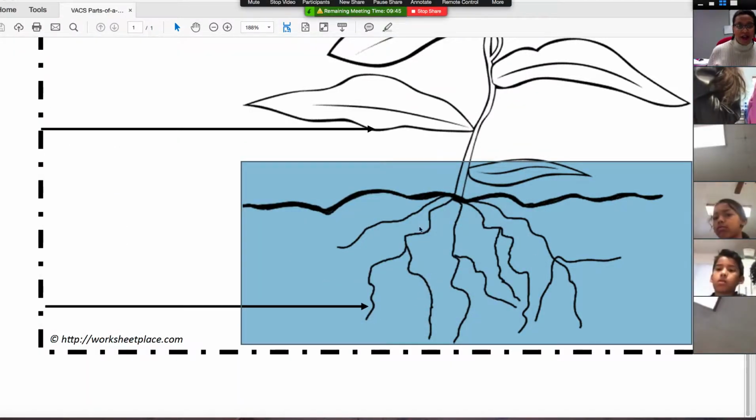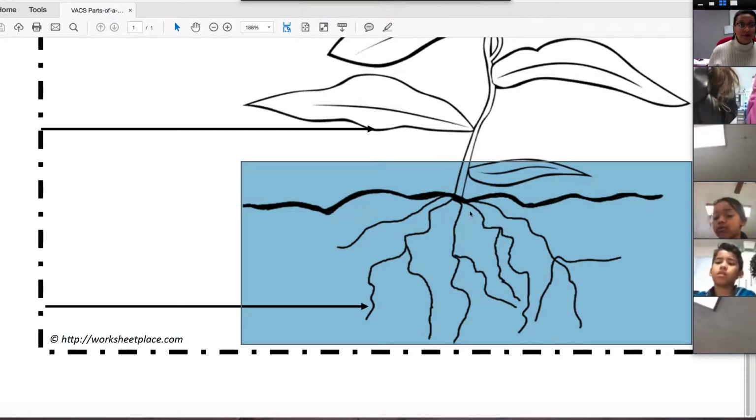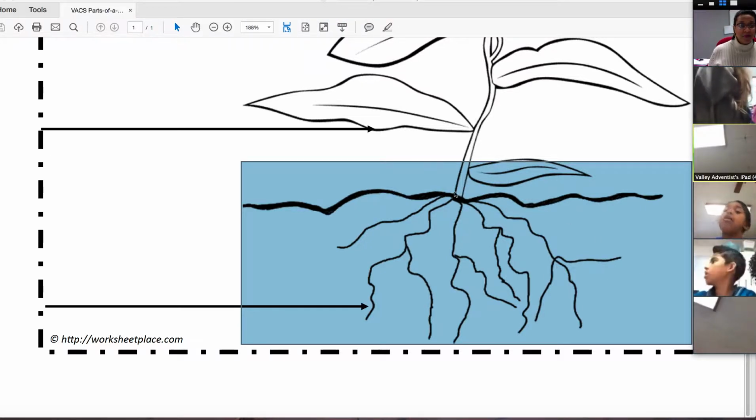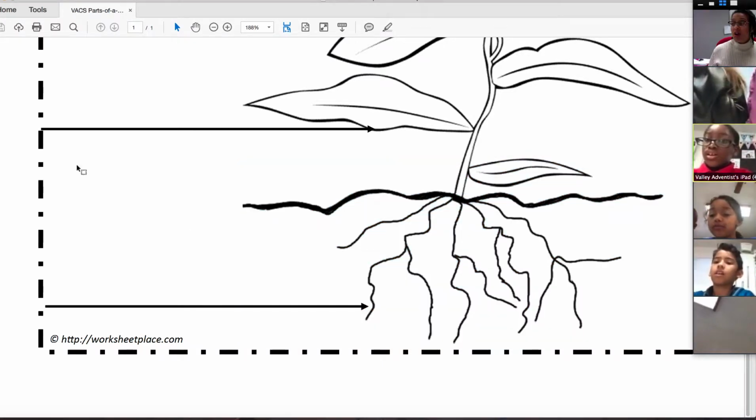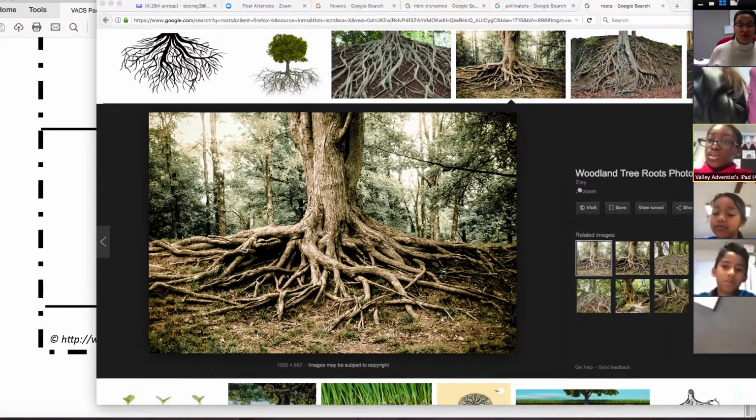Okay, I think we got it now. Can you see the plant now? Can you see your handout here? Okay, now let me show you this image.